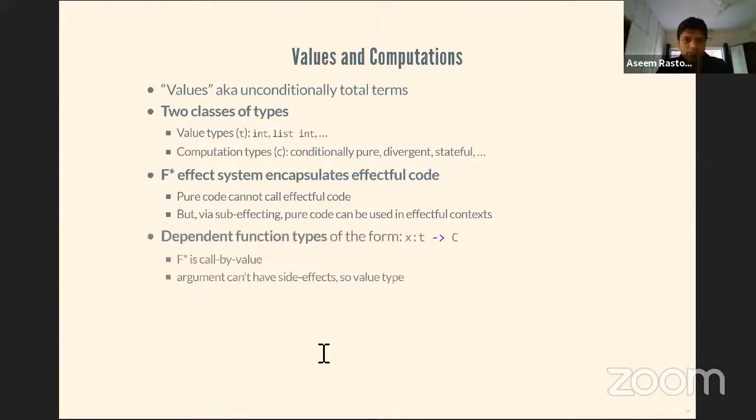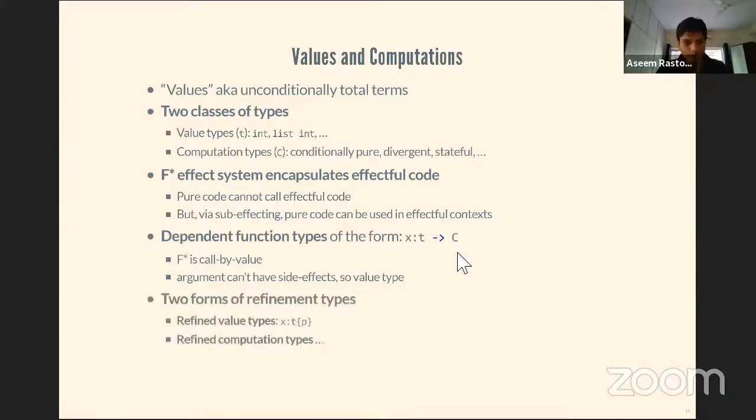So dependent functions, the function types that we saw earlier, have the general form x colon t arrow c. F* is call by value, so the arguments have value types. Here t is a value type, and the return type is a computation type c. And whatever the effect label of c is, this function may have that effect. And there are two forms of refinement types. One we have already seen, refinement of value types, for example nat, and refined computation types, where you can write specifications along with the computation types. And we are going to see that next.